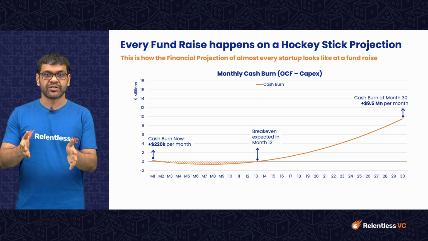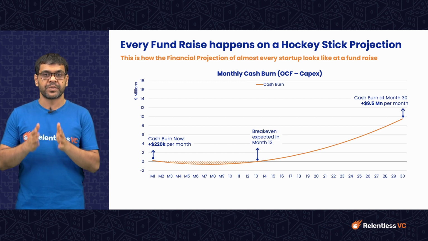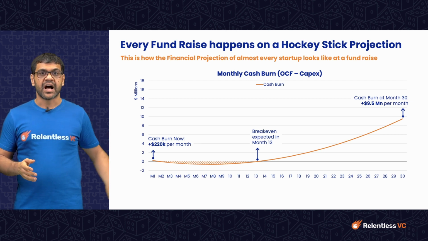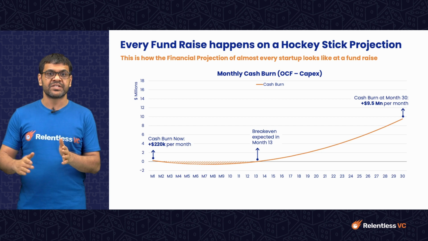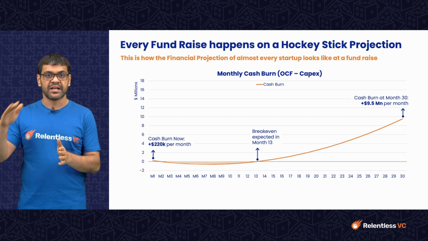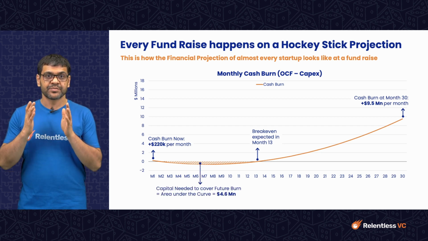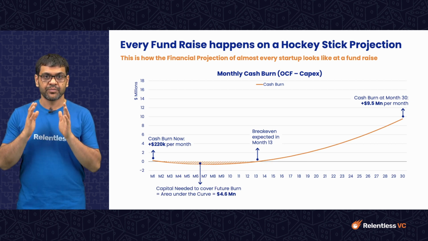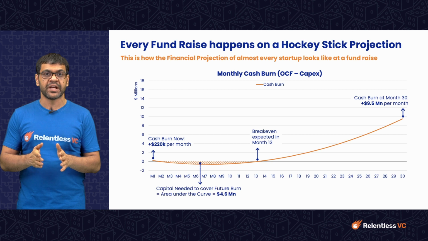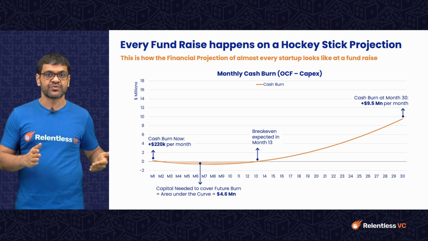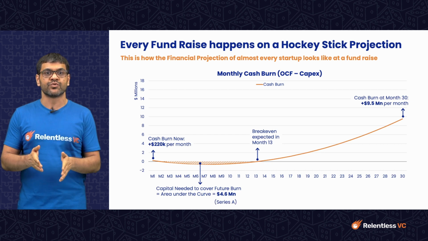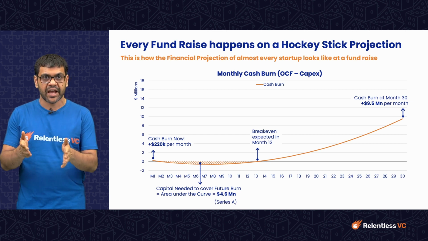If you are good at math, you know that this sum is represented in a graph like this by the area under the curve. I have highlighted this area with slanting orange lines. In this example, this area comes out to be $4.6 million. So the startup would pitch to raise this much VC money to enable it to execute this financial projection. A typical VC round of this size would usually be called a Series A.